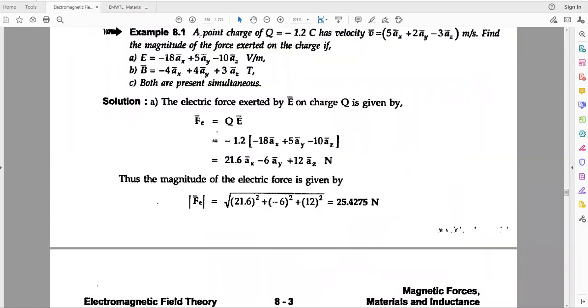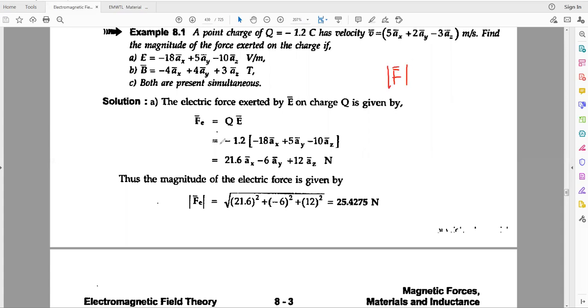This is the first example in the materials and the inductance of magnetic forces. A point charge Q is given as minus 1.2 coulombs, and has velocity v bar equal to, in the Cartesian coordinate system, 5ax bar plus 2ay bar minus 3az bar meters per second. Find the magnitude of the force, F bar.